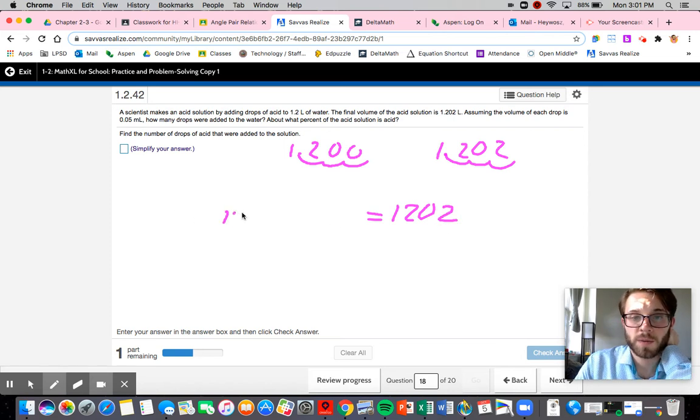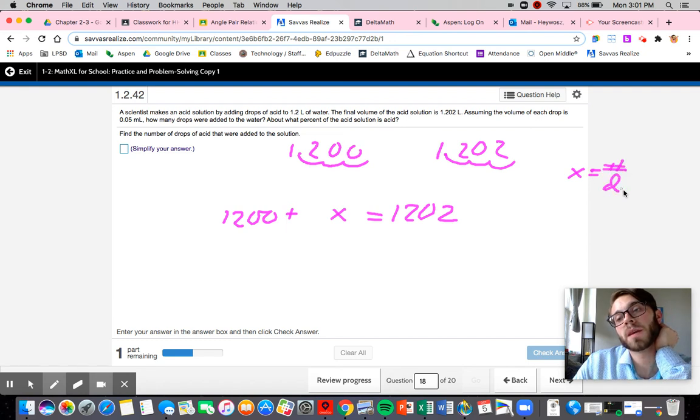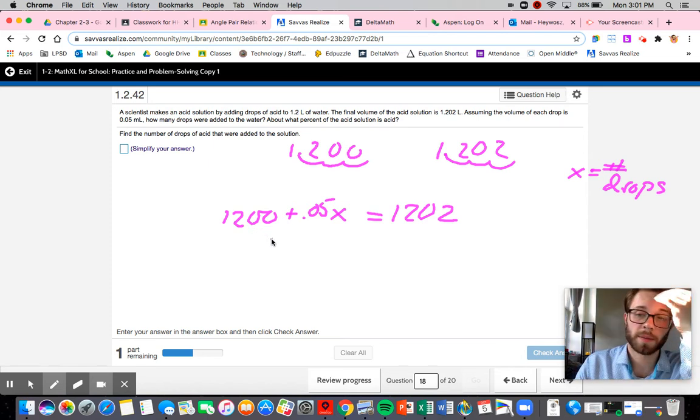We're starting with 1200. Now, we know we're adding an amount of drops. I don't know what yet. So my x is going to be my number of drops. And for each one of those drops, we're getting 0.05 milliliters. Okay? So that's how we're going to set up this equation. And all I did in this case was convert everything to milliliters. And that way, I can tell you exactly how many drops of acid we're going to have to put in.